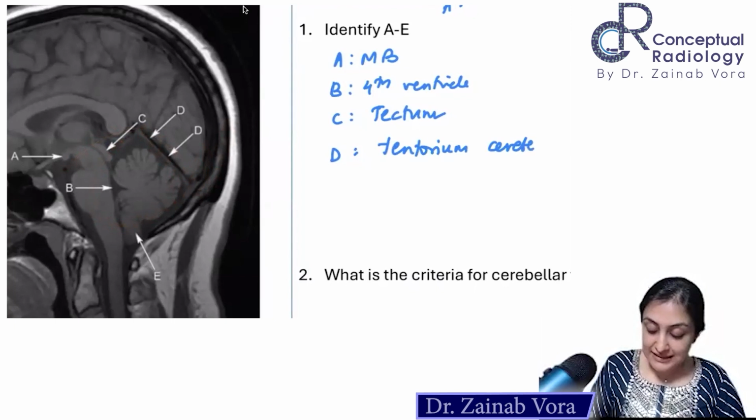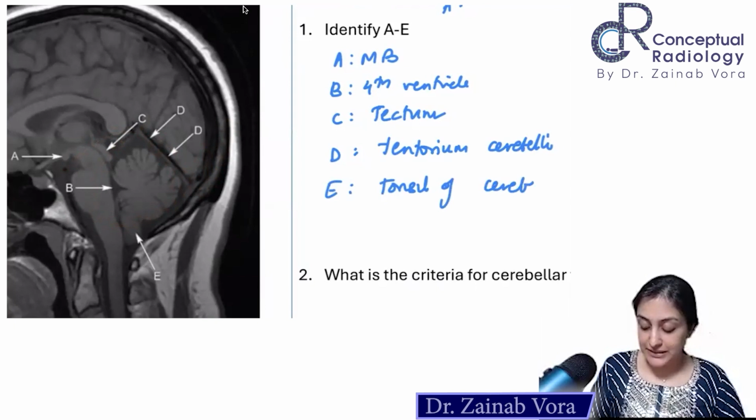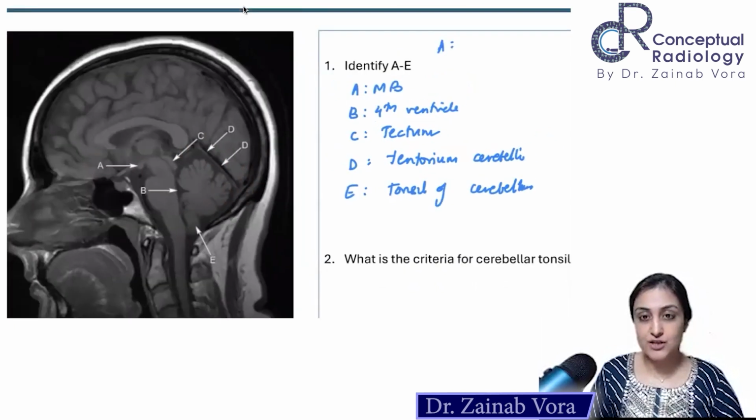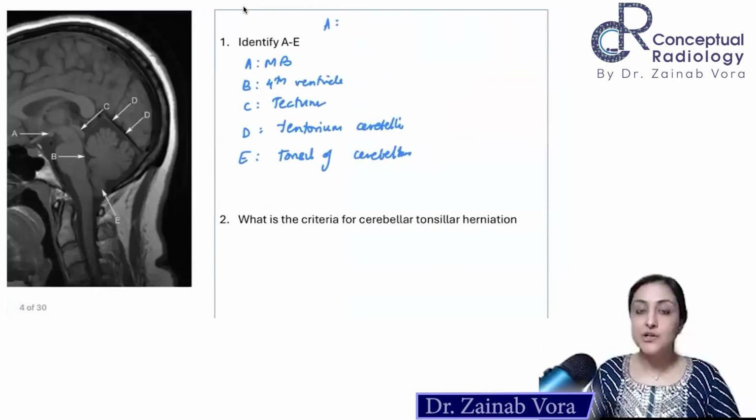And what is E? E is the tonsils, right? So E is the tonsil of the cerebellum. Complete answers will be better, right? So that's what you do in the exam. What is the criteria for cerebellar tonsil herniation?